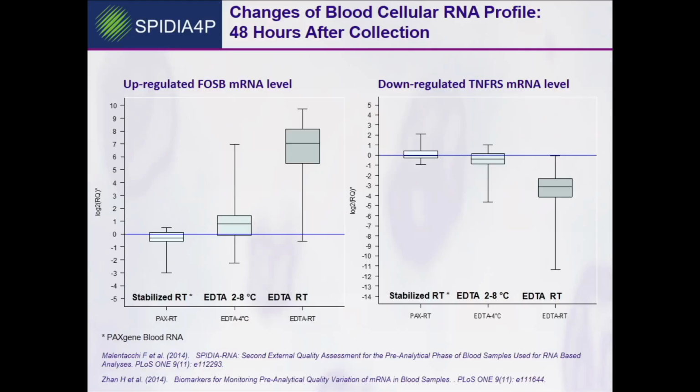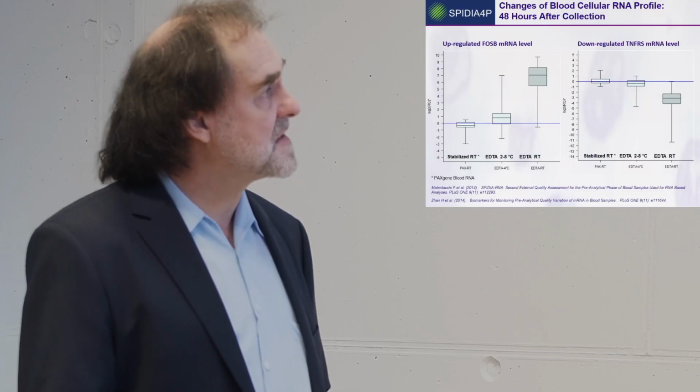And those who stored the sample in EDTA tubes at room temperature, which is very widespread, after 48 hours determined a more than 100-fold higher level of this mRNA than was originally in the donor's body. So it's a more than 100-fold wrong level, which the assay could not mark as being wrong. Even at 2 to 8 degrees, there were big variations compared to time 0. Only in a stabilized sample was the profile maintained.